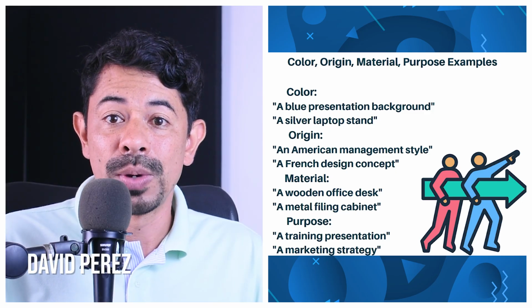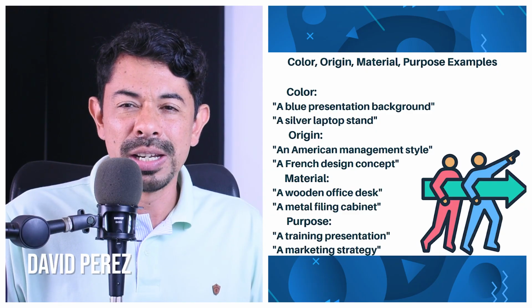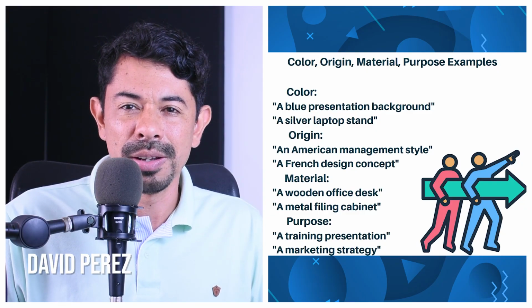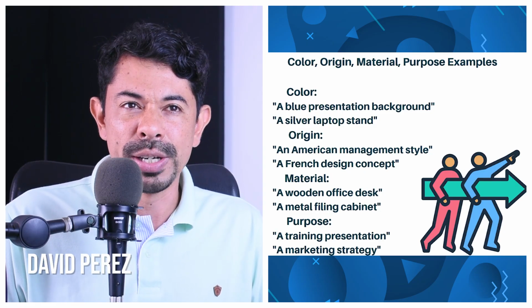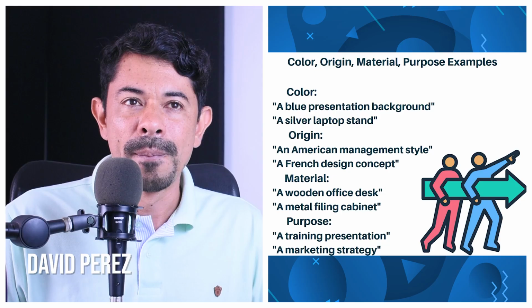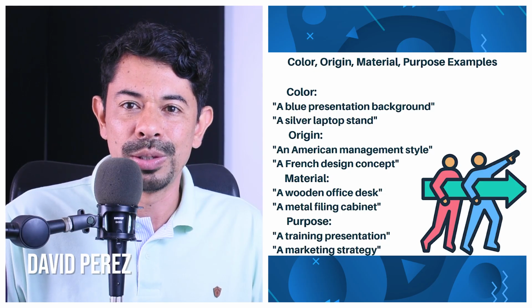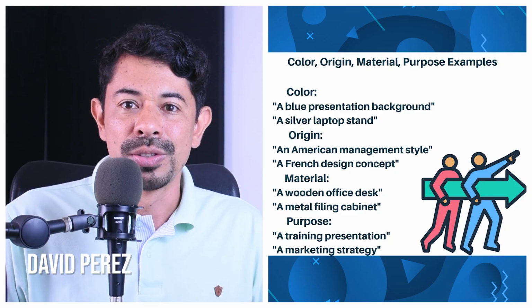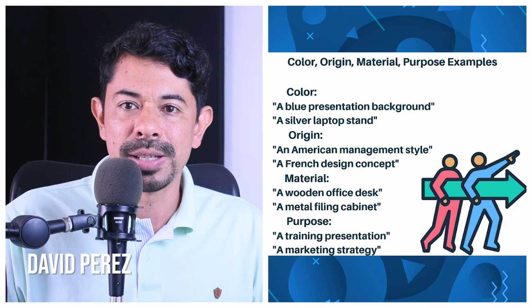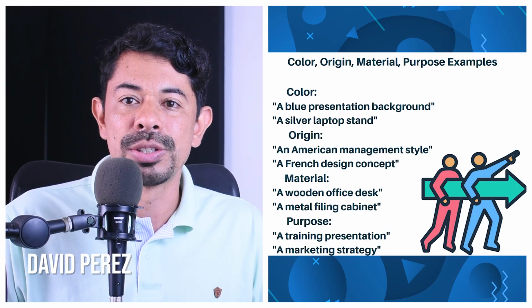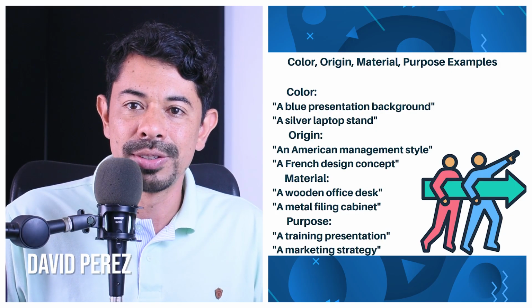Origin, which is the next one, sometimes it's easy to identify, but sometimes it's not that easy, particularly when you have nationalities or cities or country names. It's going to be easier to get, but sometimes you need to observe a little bit of the context to identify the origin. So, in a situation where you're speaking about national products or things related to a country name, you can say, for example, an American management style or a French design concept.